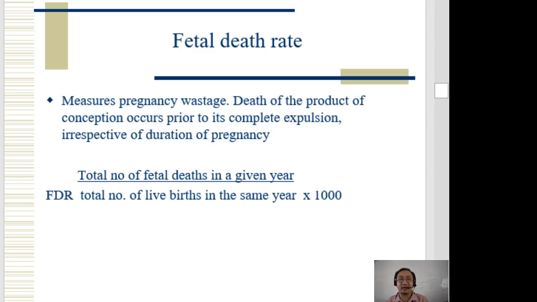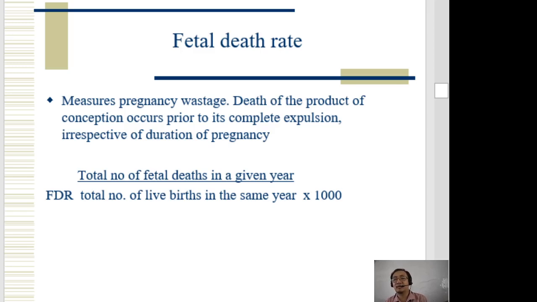Next is fetal death rate, from an infant to a fetus. Fetal death rate measures pregnancy wastage. So, parang pagkasayang ng pagbubuntis, kasi fetus pa namatay na. It is the death of the product of conception occurring prior to its complete expulsion, irrespective of duration of pregnancy. So it can be 3 months, 4 months, 6 months, for as long as it is still a product of conception and prior to the expulsion.